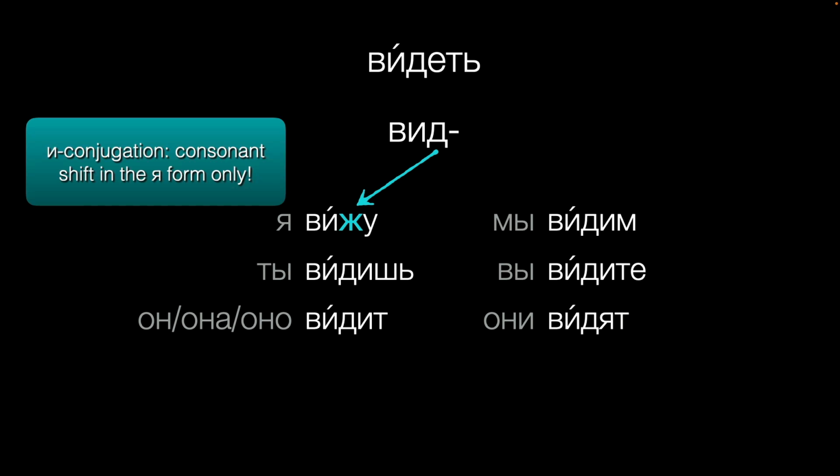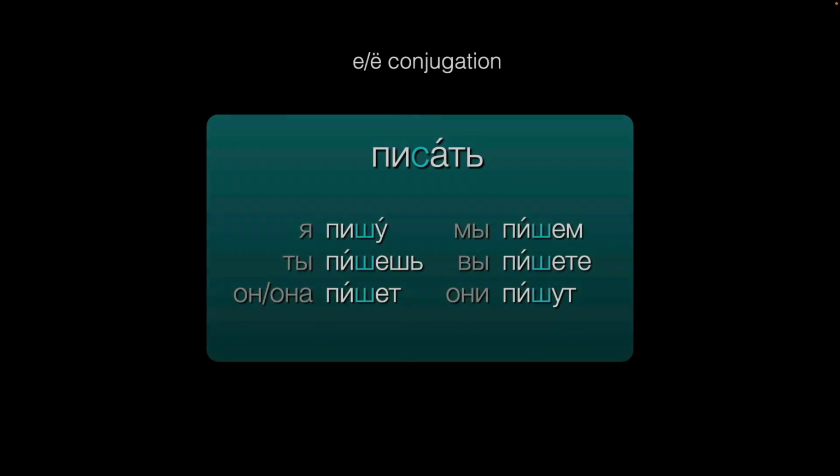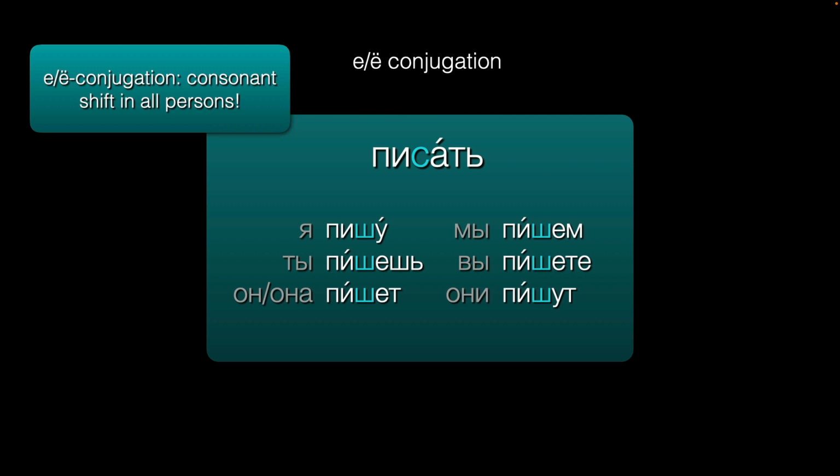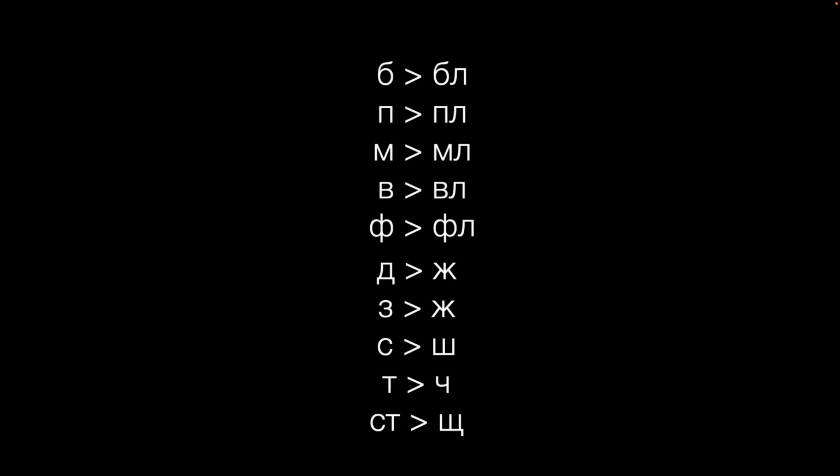You might remember that consonants can change like this in the е-ё conjugation too, but in those verbs it will change in all forms, not just the я form. There are lists of which consonants are likely to change in this way for the second conjugation, but at the beginning, it's best just to learn the я, ты, and они forms for each verb as you go along.